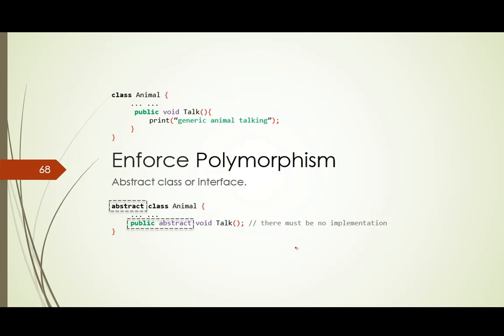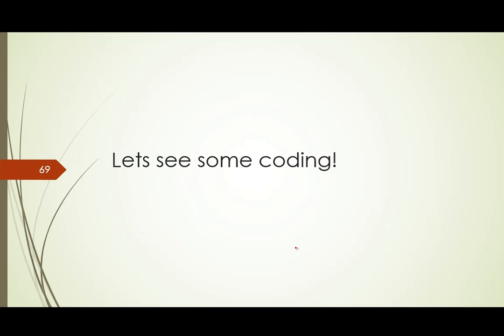The good thing about an abstract class is it could have definitions and an interface couldn't, and we're going to see some real-world examples of how you could use an interface and an abstract class in the strategy pattern. But for the time being, just keep it simple. Let's see some coding.